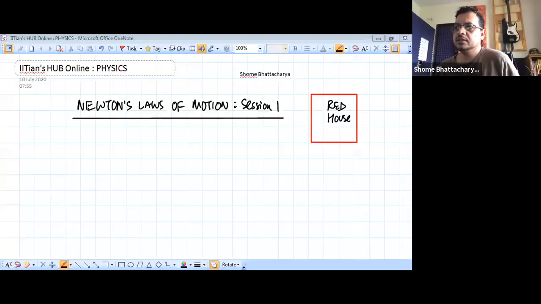This is where we start with the next chapter, Newton's laws of motion. Meanwhile, as I told you, if any doubts are pending in vectors, then please send them across and I will help you out with that. But at this stage, at the class level, we will move on from vectors into Newton's laws of motion.